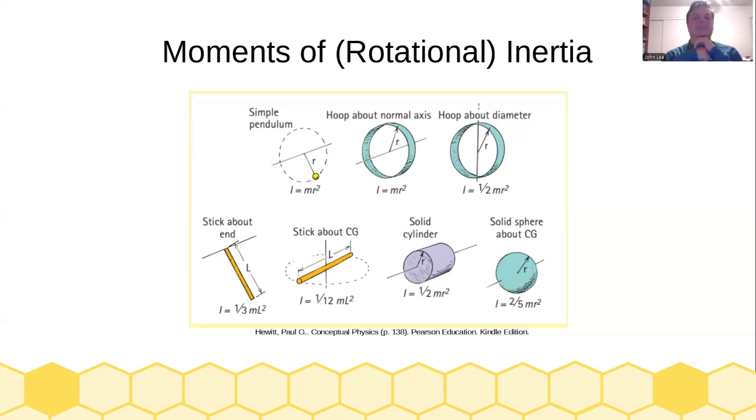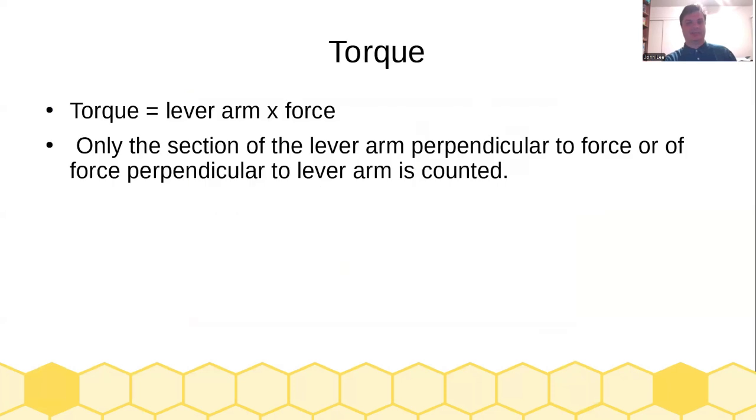As you can see here, it depends both on the shape and distribution of mass through an object, as well as the position of the axis where you're rotating. So a stick that is rotated about one end is going to have more rotational inertia, or a higher moment of inertia, than a stick that's rotated around its center of gravity, or around the center of the stick, because there is more mass farther away when you have the stick rotating about the end than when you have the stick rotating about the center of mass.